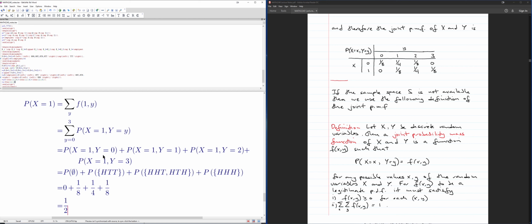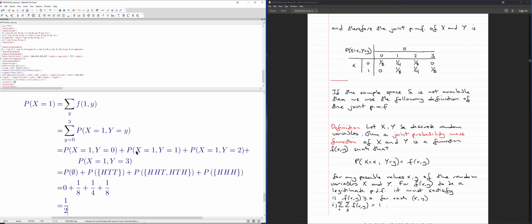Here I have it written out, but to write it in a more concise way, you can use summation notation. You're indexing over this value small y, which takes the possible values of the random variable Y, 0 to 3. So this rather long sum I can write in a shorter manner using summation notation, where I'm summing the probability X is equal to 1, Y is equal to y, where small y takes values 0 to 3. And when I write it out, I just get this expression here.